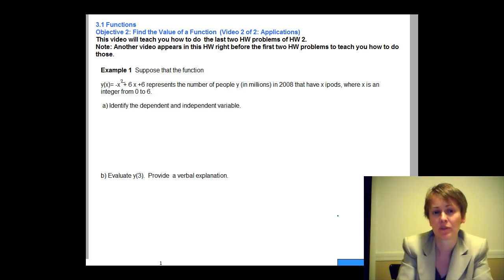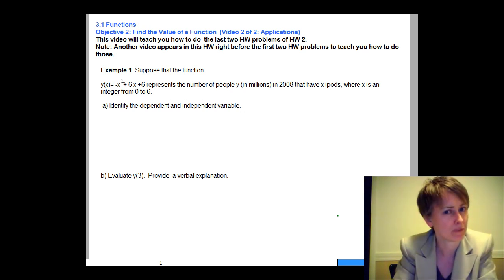Example 1. Suppose that the function y of x equals negative x squared plus 6x plus 6 represents the number of people in millions that have x number of iPods, where x is an integer from 0 to 6. First question, identify the dependent and independent variable.